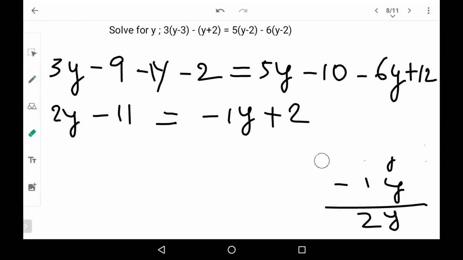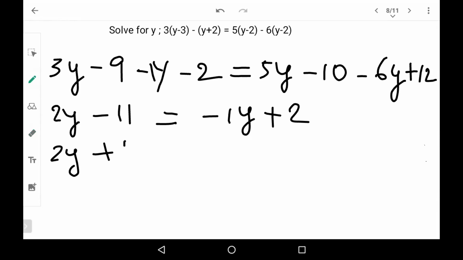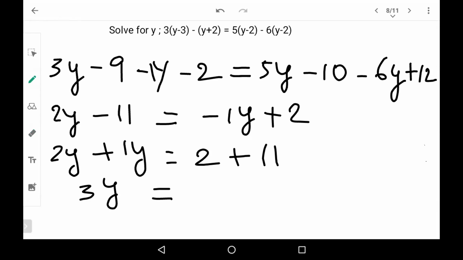Okay, just let me clear this part for the next step. So the next step is I'll take 1y to the other side. So 2y plus 1y is equal to 2 plus 11. Now I have 2y plus 1y is equal to 3y. 2 plus 11 is equal to 13. Correct, correct. Now I'm getting the answers. It's not only 13, Bindu. Please check the answer. Now y is equal to 13 divided by 3.